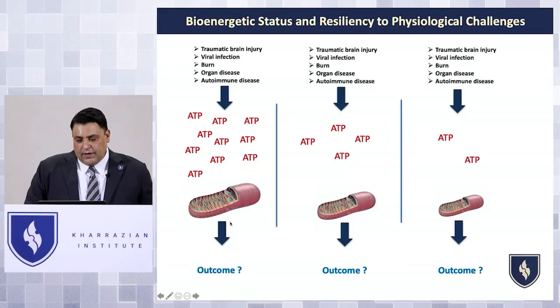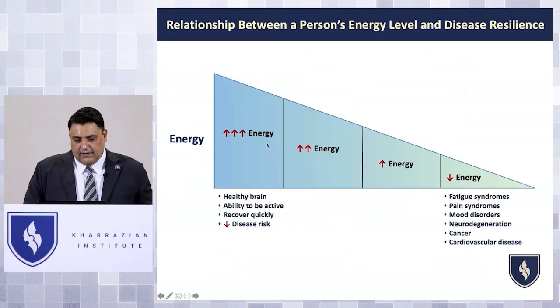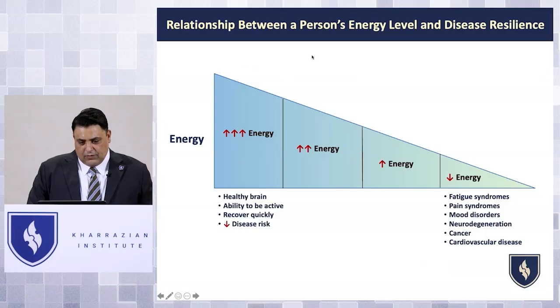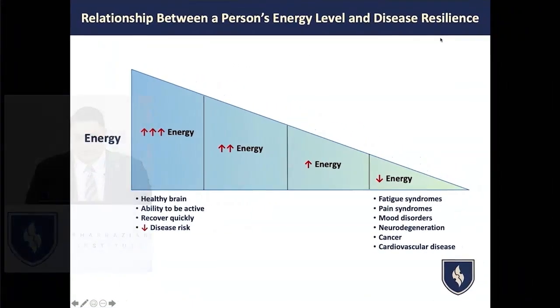So that's a really important thing to understand, that a general factor or variable in outcomes is the body's ability to produce energy. And the body's ability to produce energy is what you need to attain homeostasis. And then here's a diagram that I made, relationship between a person's energy level and disease resilience.